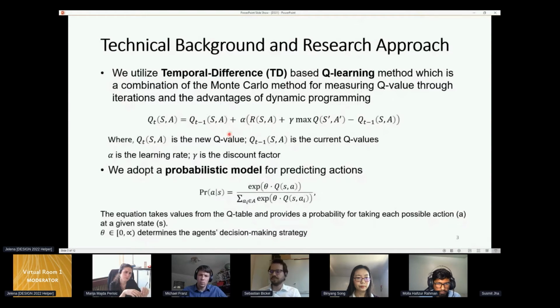We also used a probabilistic model for predicting next actions. The actions take values from the Q table and provide a probability for each possible action. Here, theta determines the agent's decision-making strategies.